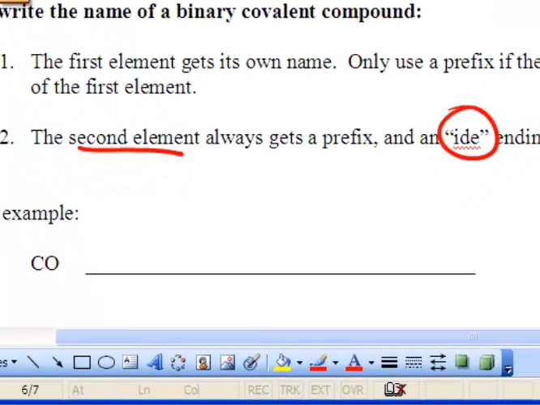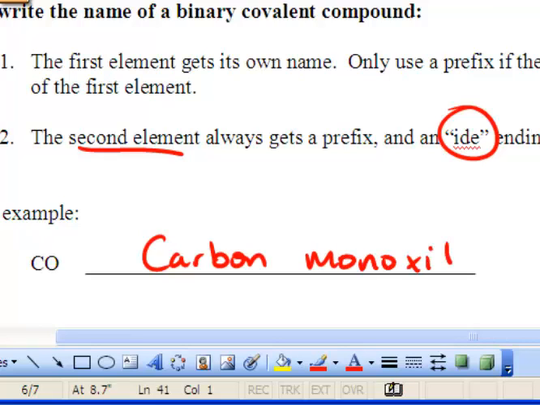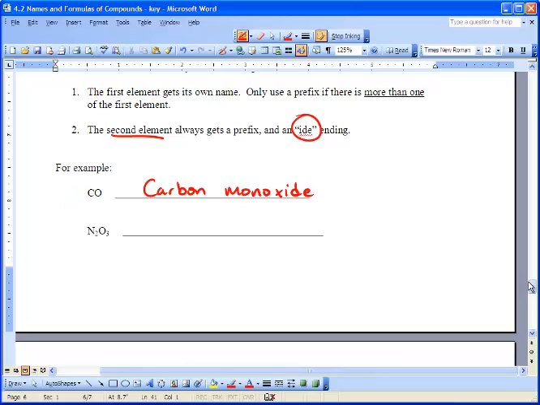So for example, CO, we've got one carbon and we've got one oxygen. So the first element gets its own name, and we only use the prefixes if there's more than one in the first. So now we've got one oxygen, so we're going to put monoxide. Next, we've got N2O3. So our first element is nitrogen, and we've got two of them, so we need to name it dinitrogen. And then we've got three oxygens, so we go trioxide. You'll notice we used the prefix in the second element, and we changed the ending to "ide."